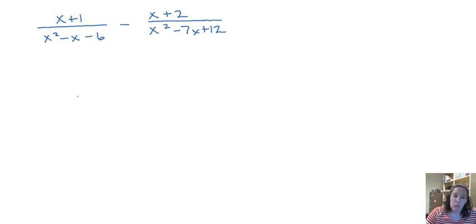Now we could just multiply both fractions by the other's denominator, and that would give us a common denominator, but it wouldn't always give us the least common denominator. In order to find the least common denominator, we need to first factor our denominators.